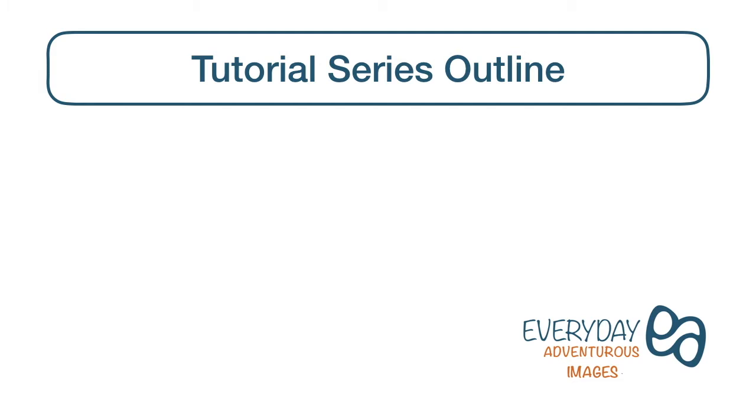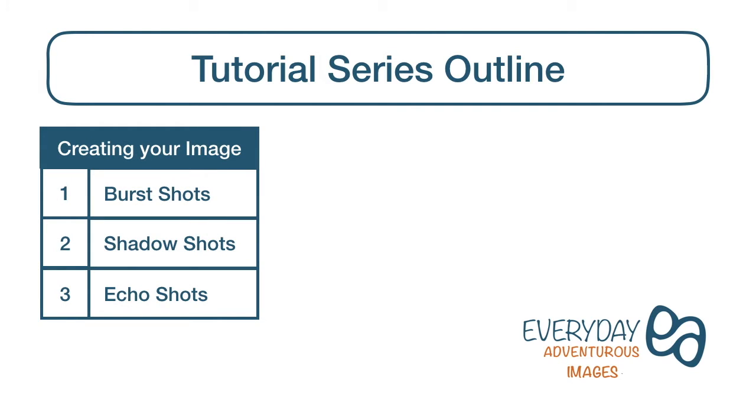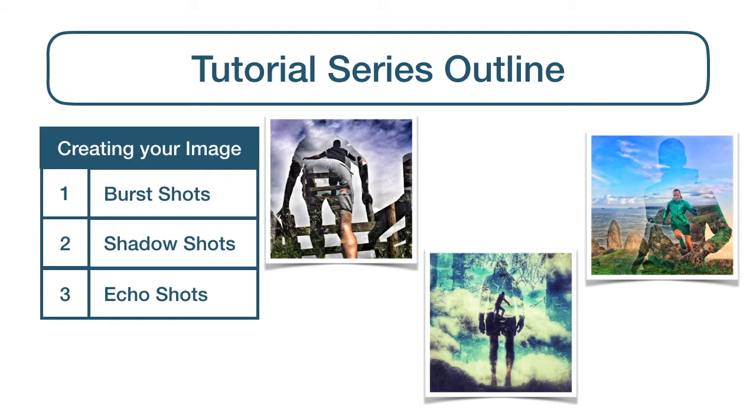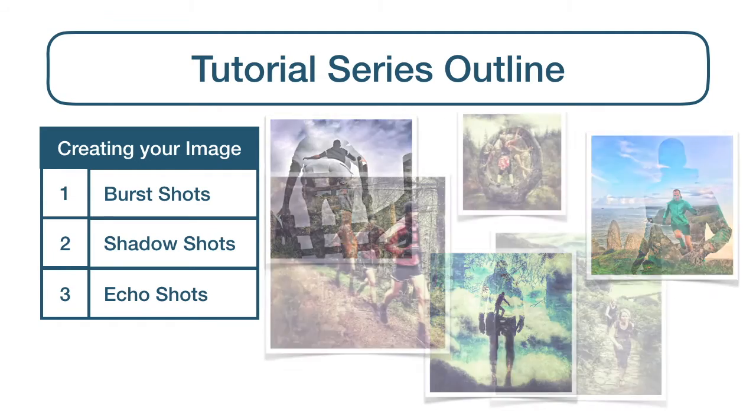So, how does it work? The series comprises of 8 video tutorials split into 3 parts. In the first part, creating your image, step-by-step guides will show you how to use Snapseed to stitch together your photos to create the 3 different types of movement images that I use most often: burst shots, shadow shots, and echo shots.